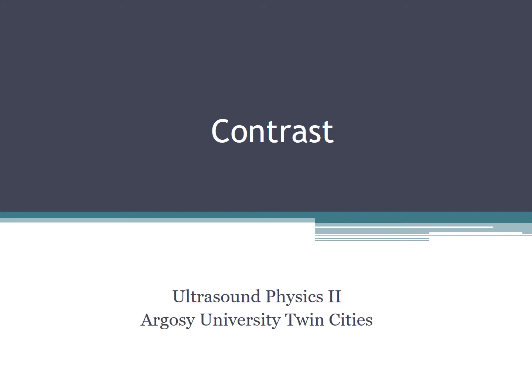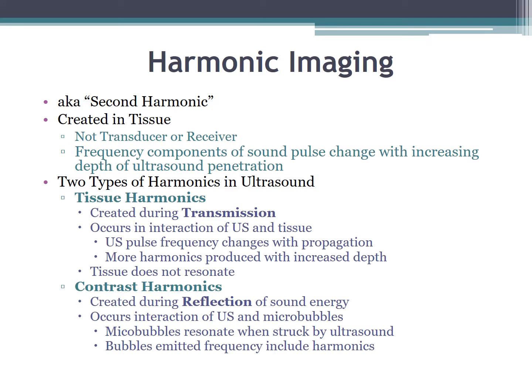We'll continue our lecture with how harmonics and contrast agents work together. As we saw in the last lecture, harmonic imaging has two types of harmonics. We can do tissue harmonics, which we just learned about, or we can do contrast harmonics.